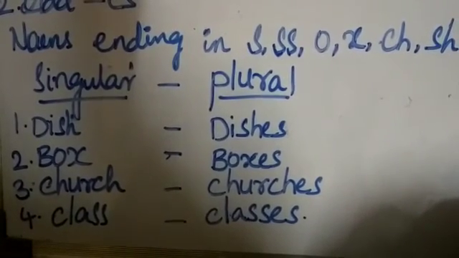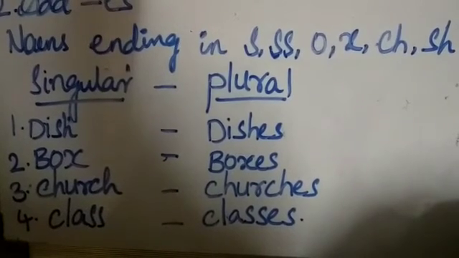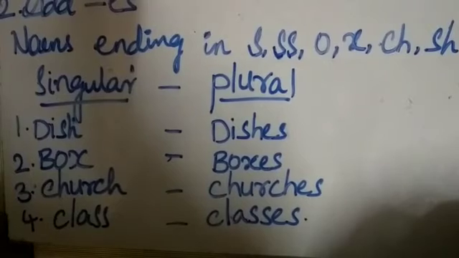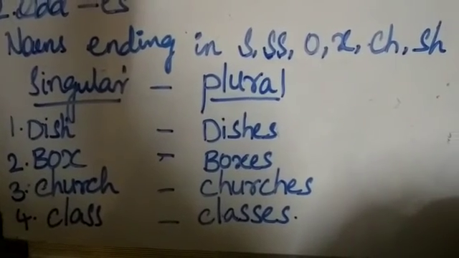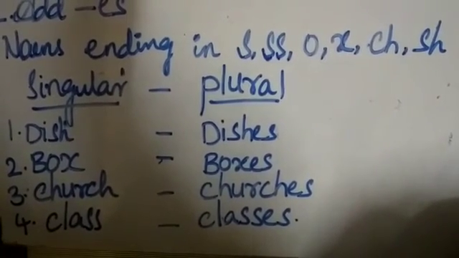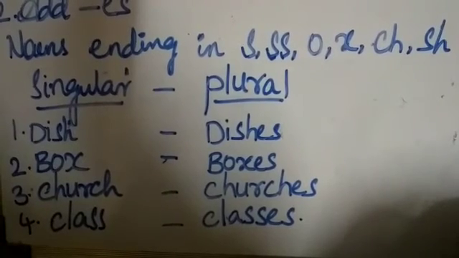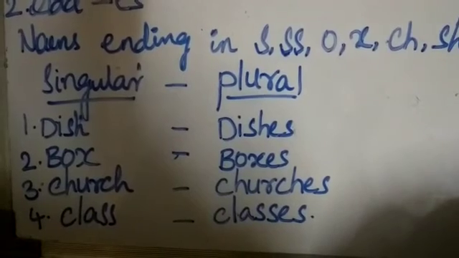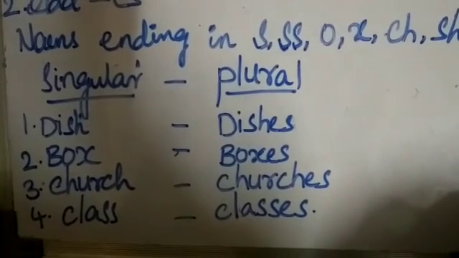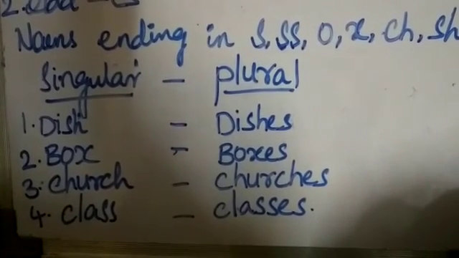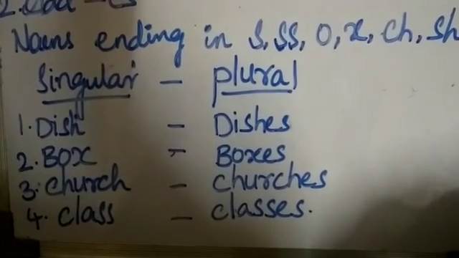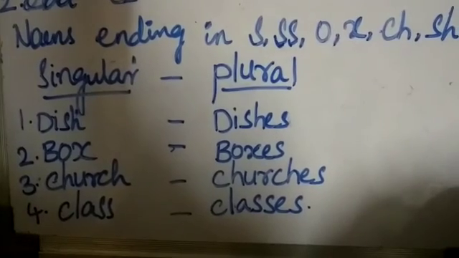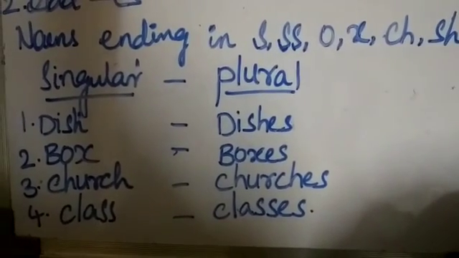Third one, church. Church. Plural form is churches. Fourth one, class. Class becomes classes.